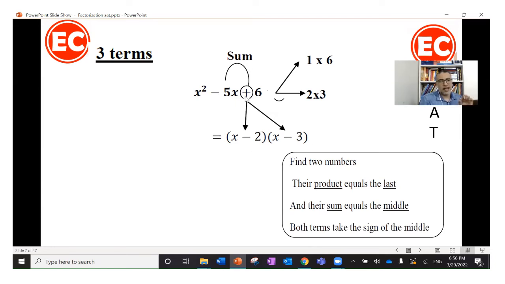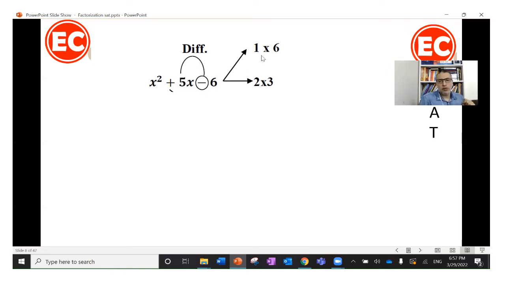So again, last sign is positive: two brackets, both following the sign of the middle. I'm looking for two numbers whose product is 6 and whose sum is 5. What if the last sign is negative? In this case, I'm looking for two numbers whose product is 6, like 2 and 3, but the difference between them is not equal to 5. Here, I'm looking for the difference. So if the last sign is positive, I'm looking for the sum, but if the last sign is negative, I'm looking for the difference. So I'm going to choose 6 and 1.